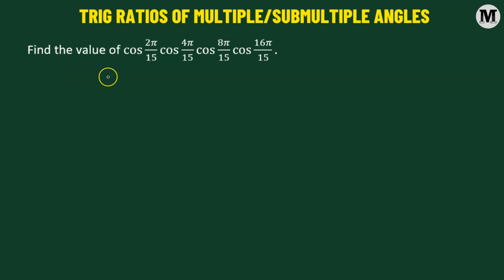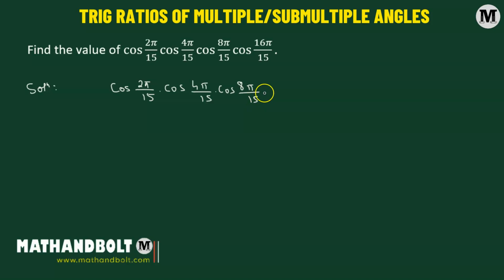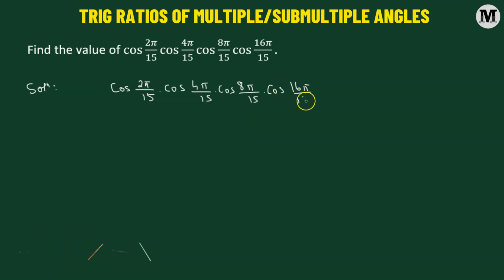In this problem, we need to find out the value of the given trigonometric expression. Let us begin. So here we have cosine of 2 pi over 15 multiplied to cosine of 4 pi over 15 times cosine of 8 pi over 15 multiplied to cosine of 16 pi over 15.